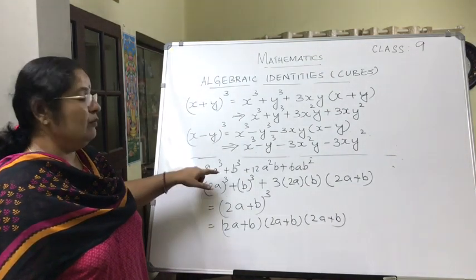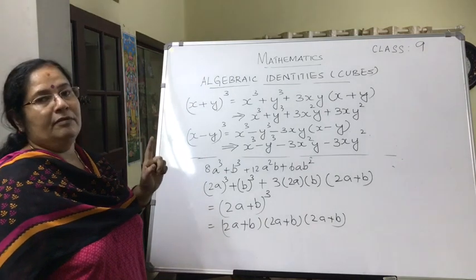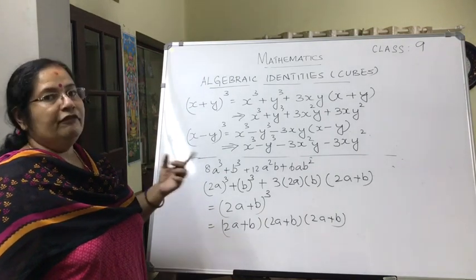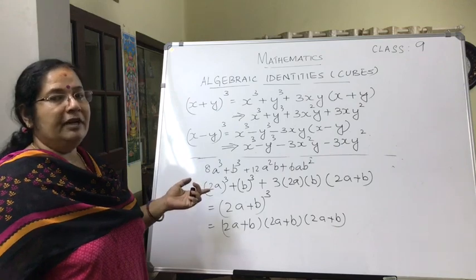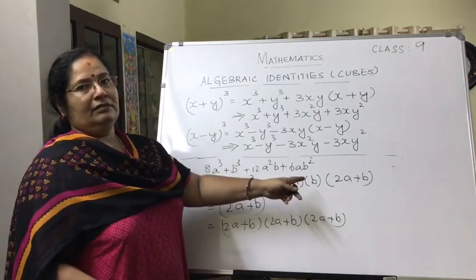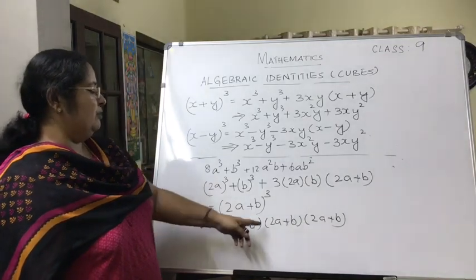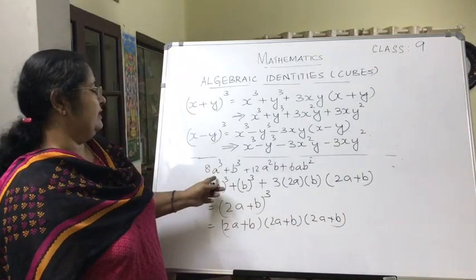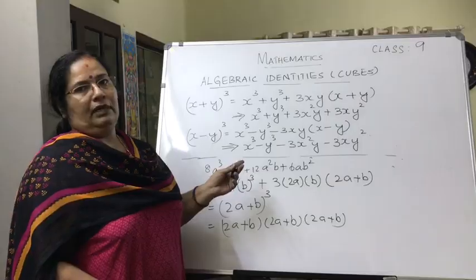So, have you understood? Here, what you will look into? The first two terms. See whether they can be written as a perfect cube. If they can be written as a perfect cube, then the remaining we can make out. So, 2a plus b into 2a plus b into 2a plus b is the factorized form of this given polynomial.